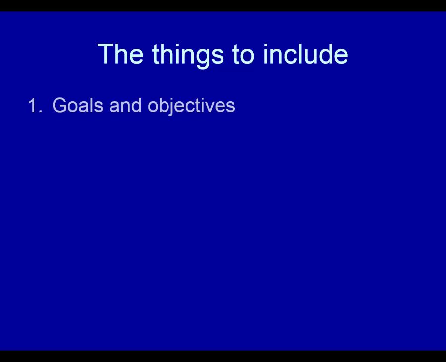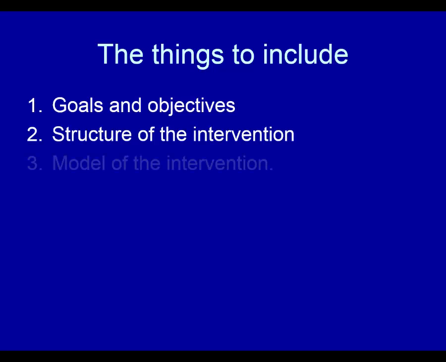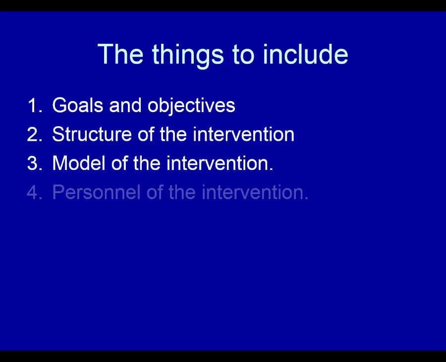The things to include are the goals and objectives, the structure of the intervention, the model of the intervention, and the personnel of it. Those are the four major things we're going to talk about that should be included in a comprehensive description of an intervention in human service evaluation. You're going to be evaluating this intervention in some way, so first you need to be able to describe it very carefully so that those who read your report will know just what kind of intervention was being tested.